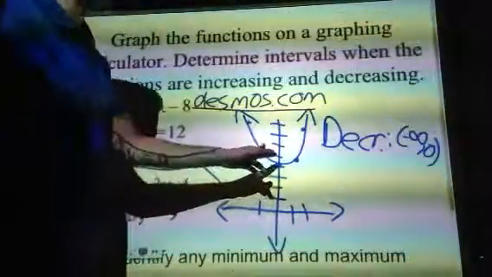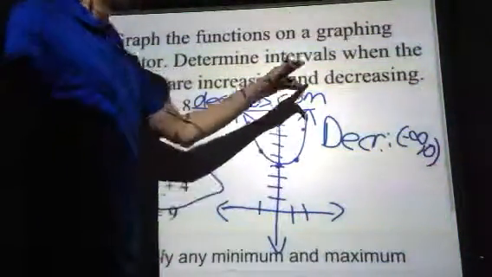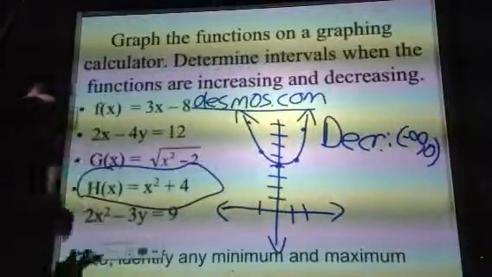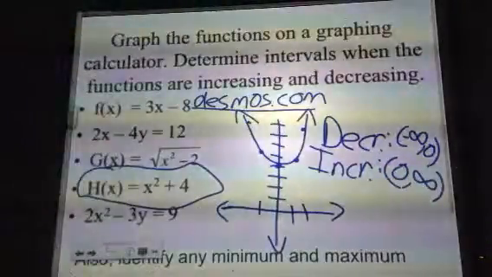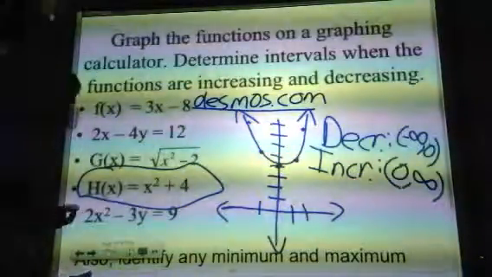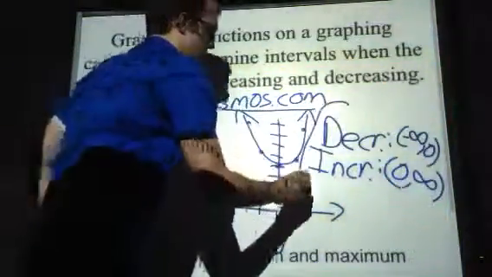Then start at 0. What's happening there? It starts going up, and it's never going to stop going up. It goes up forever. So we are increasing from 0 until infinity, because it's going to continue going up forever. This is where it's decreasing and increasing.